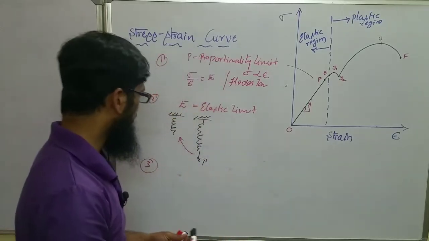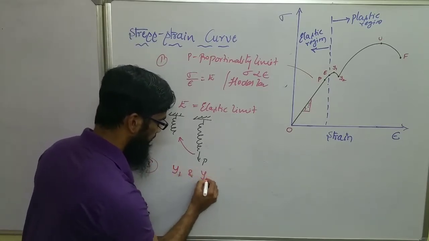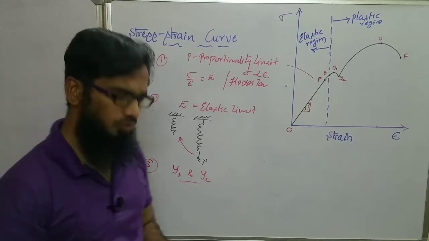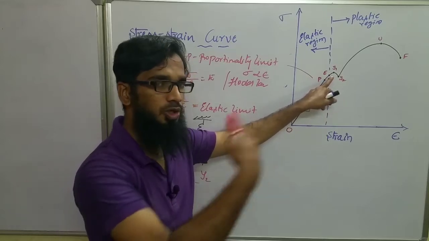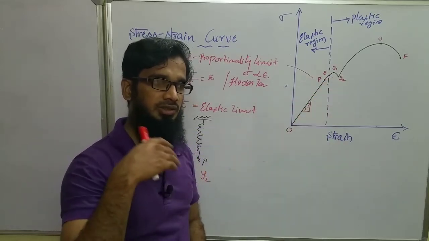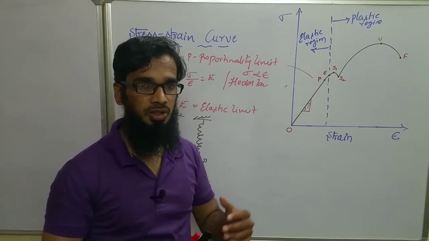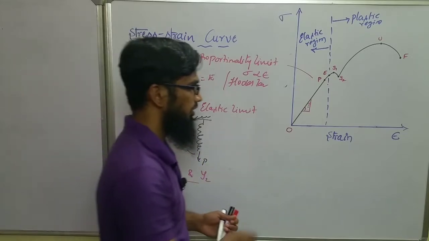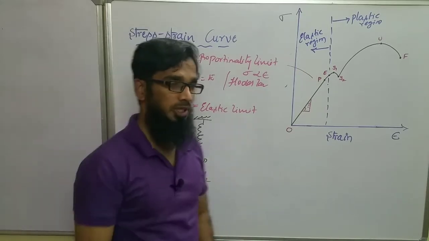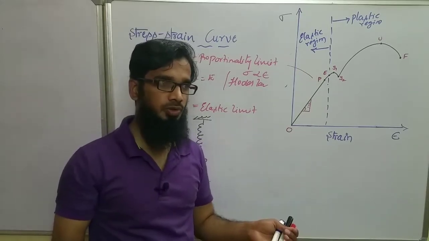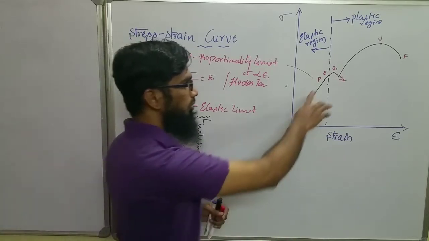Now the next thing is the third point, called Y1 and Y2. What do Y1 and Y2 indicate? Beyond the point E, the material starts in the plastic region. It exhibits plastic characteristics. From the point E, the material enters into the plastic region. Plastic region means when you apply load, the material will not regain its original shape and size beyond the point E.